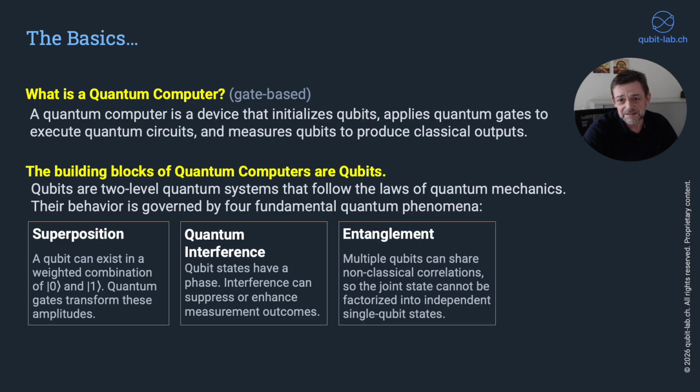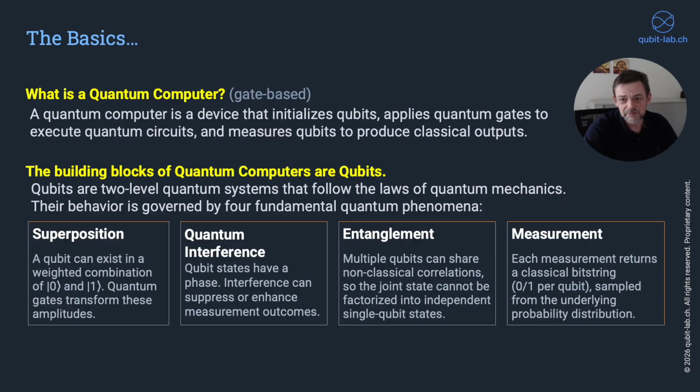Then we see that there is entanglement. Qubits can be connected to other qubits in a way that you cannot describe the new joint state by single qubit states. You must treat it as a two qubit state. It's more than just a correlation, I would say. And the last one is measurement. A measurement of a qubit always returns a binary value, 0 or 1, based on the probabilities of the superposition of a qubit. This is quantum physics beyond classical.